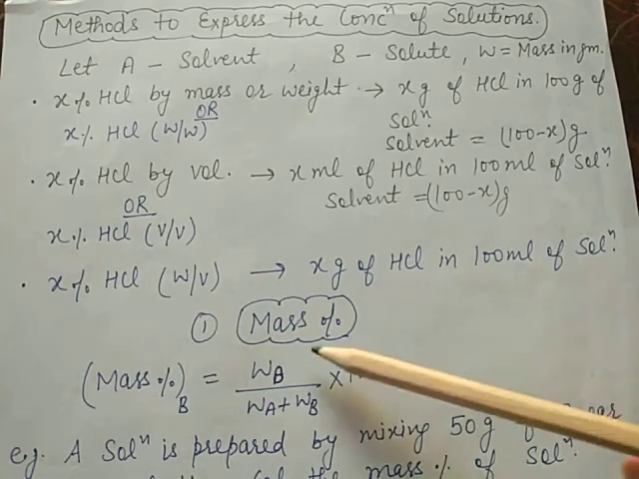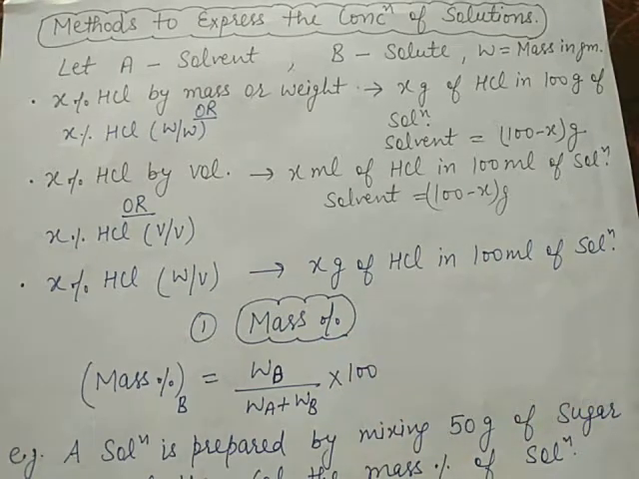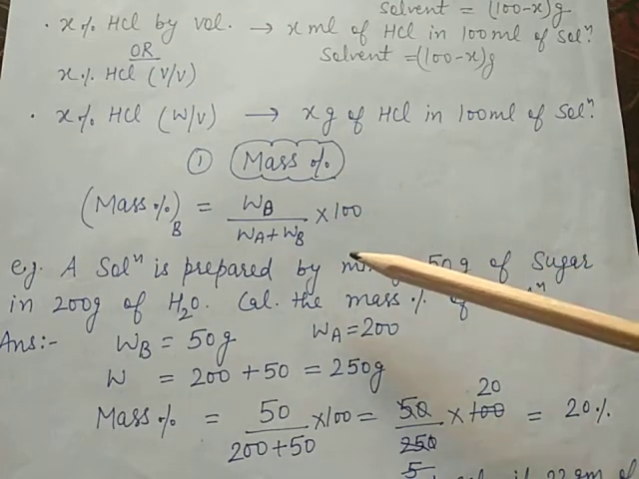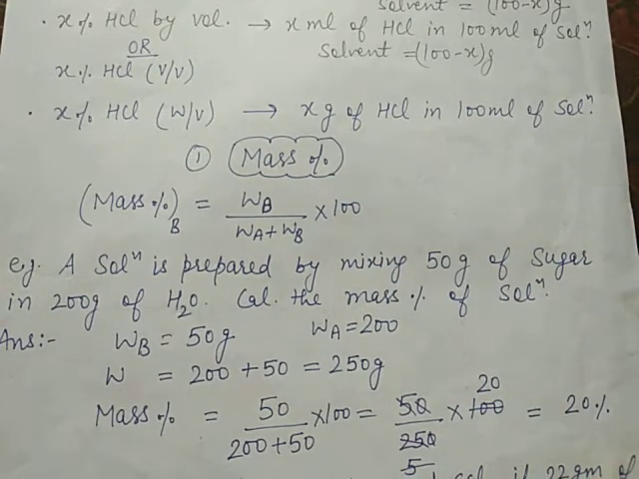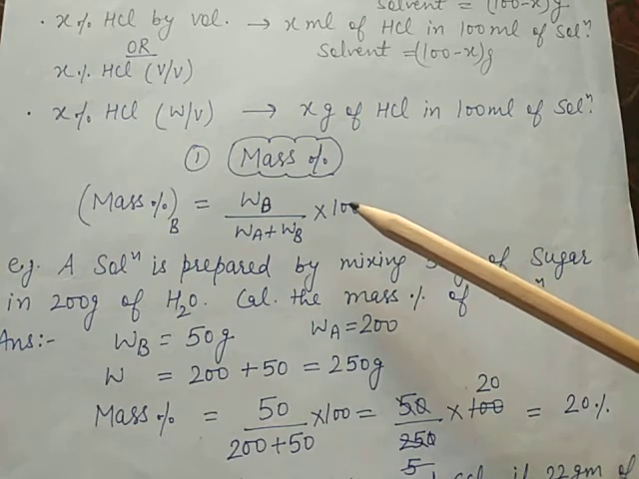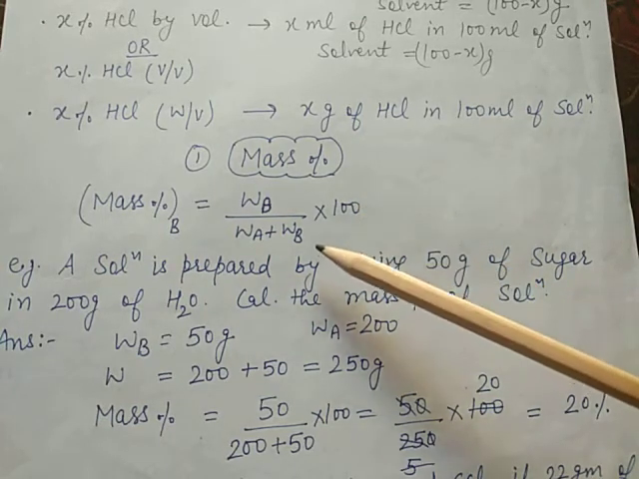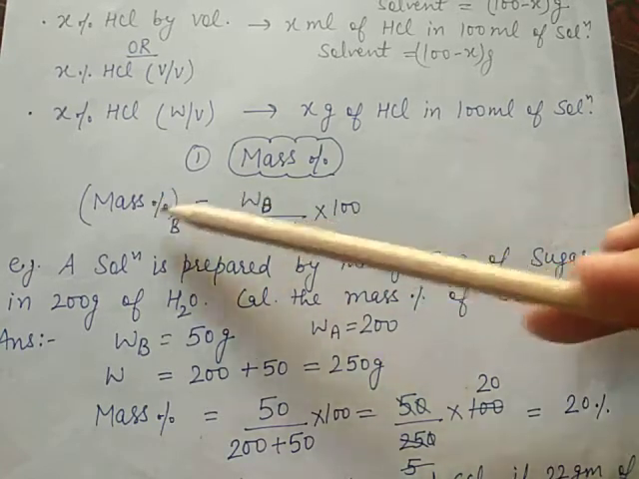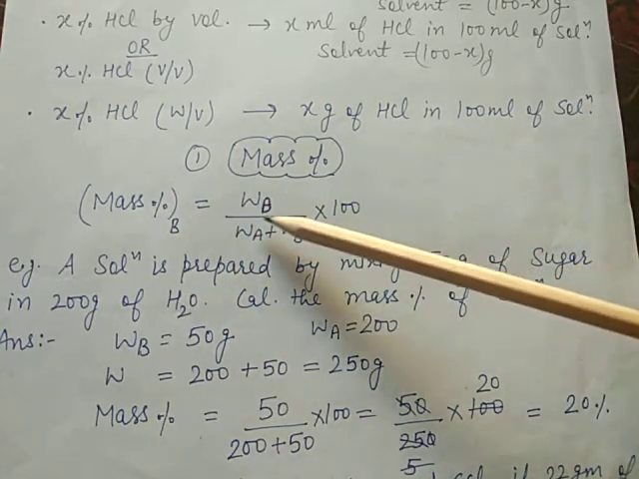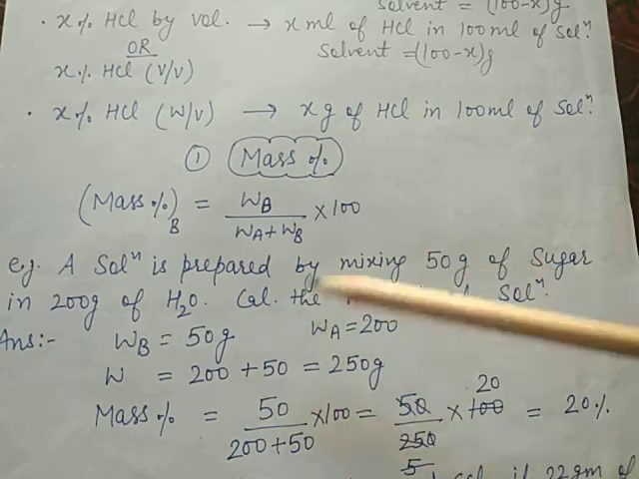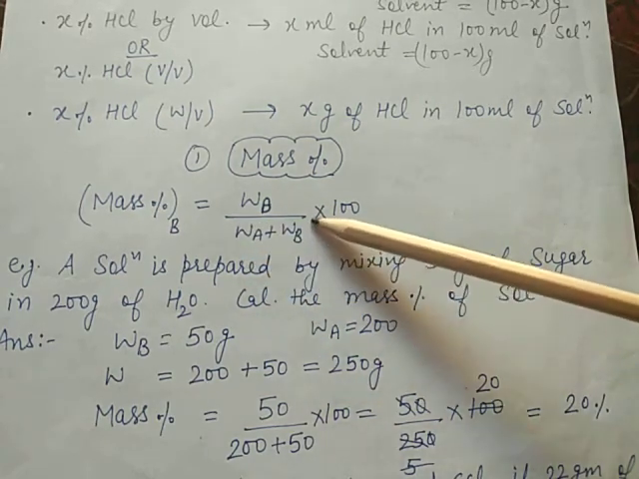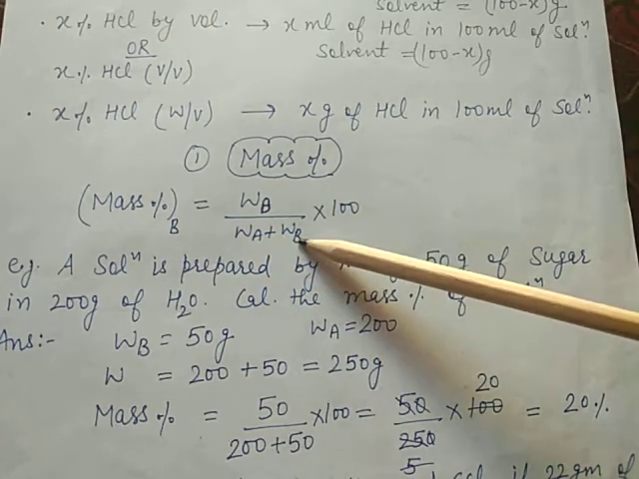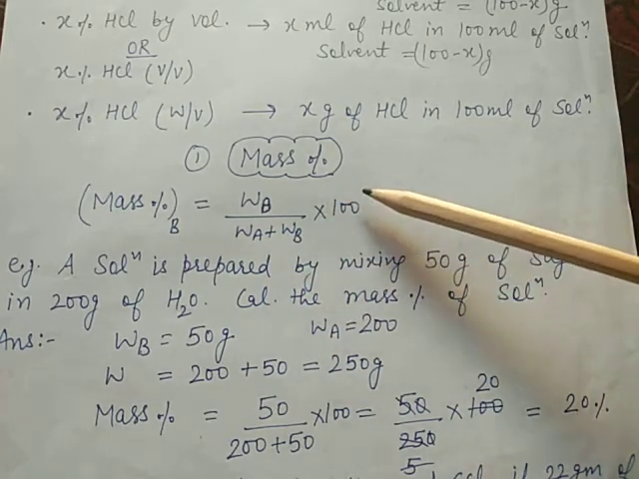First of all, mass percentage. Mass percentage means it is the mass of a component per 100 gram of solution. Means mass percentage is equal to mass of solute divided by mass of solution. Solution means solute plus solvent. Multiply by 100.